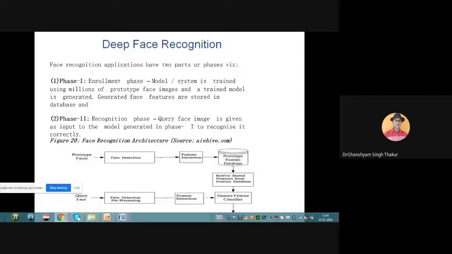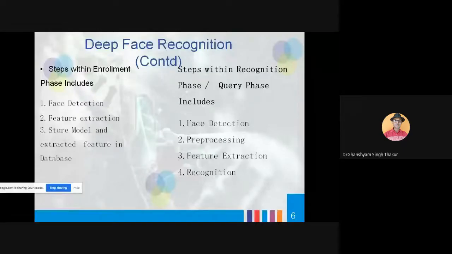So the whole process is: feature extraction and prototype feature database, then retrieve the stored feature from the feature database, and in the query phase, the face detection, preprocessing, feature extraction, and some application. So the deep face recognition has steps within the enrollment phase and steps within the recognition phase. These are the steps which we have to follow in the enrollment phase: face detection, feature extraction, and storing the extracted feature in the database. And these are the steps which you have to follow in the recognition phase: face detection, preprocessing, feature extraction, and recognition.